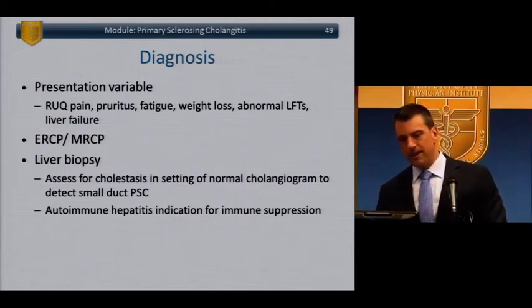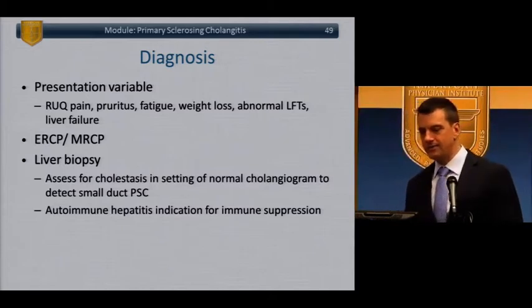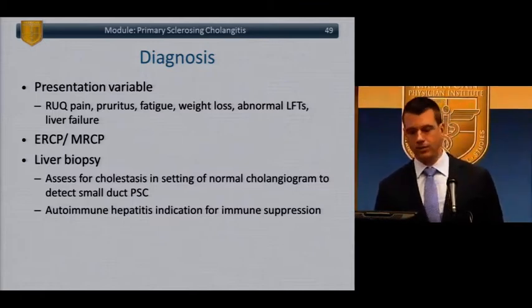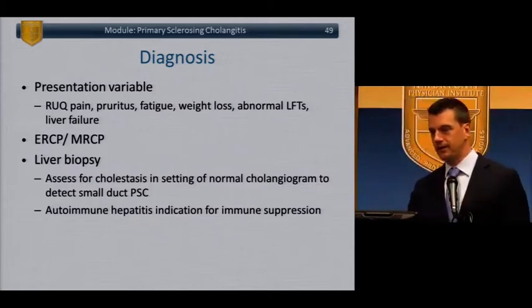ERCP and MRCP can both be used for the diagnosis. Liver biopsy can be done if you want to assess for small duct disease. If you have a normal cholangiogram, you might detect that on a biopsy. Autoimmune hepatitis, if that's found, can be treated with immune suppression such as steroids to alleviate this.